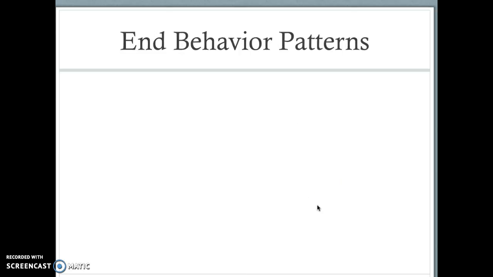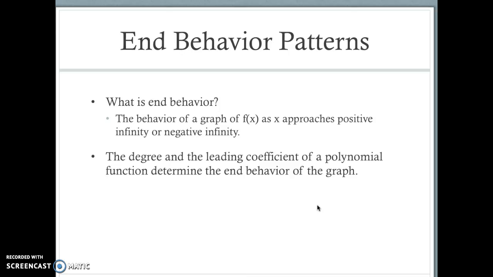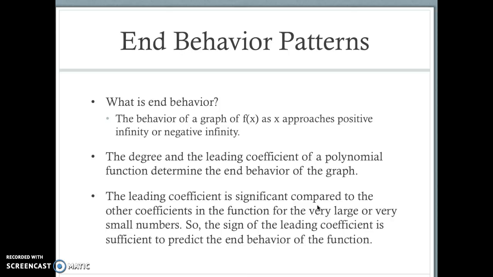End behavior patterns. What is an end behavior? It's the behavior of a graph of f of x as it approaches positive infinity or negative infinity. The degree and the leading coefficient of a polynomial function determine the end behavior of the graph. The leading coefficient is significant compared to the other coefficients in the function for very large or very small numbers. So the sign of the leading coefficient is sufficient to predict the end behavior of the function. Now let's break that down into what it's going to look like for us.